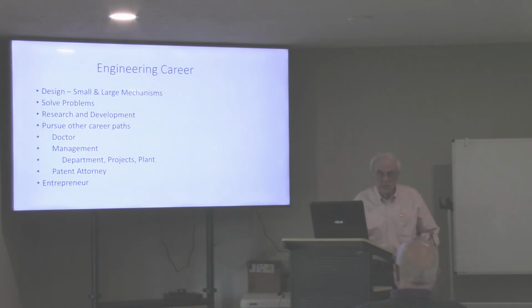So in an engineering career, if you want to be an engineer, you can go into design, large and small mechanisms, solve problems. You can go into R&D. Most of the people in R&D have a PhD. Then you can pursue other paths. Matter of fact, there's a doctor here in town that worked for Alcoa, and he didn't like working with the steelworkers, so he went back and got a doctorate degree. You can be a patent attorney. Most patent attorneys have some sort of engineering degree. And you can be an entrepreneur. There's some people in this room that are entrepreneurs, and they're extremely wealthy. And ain't me.